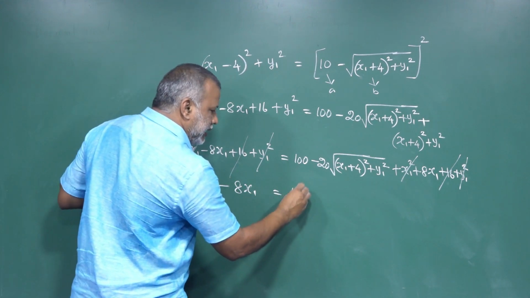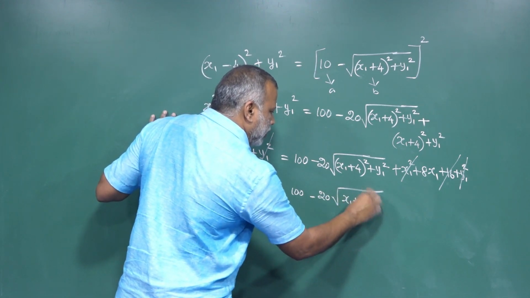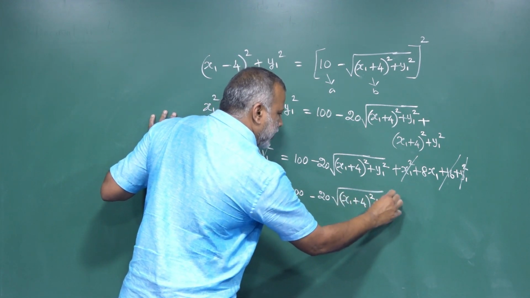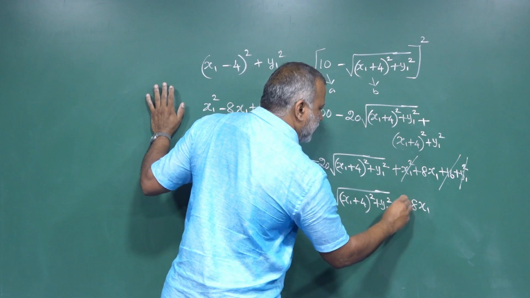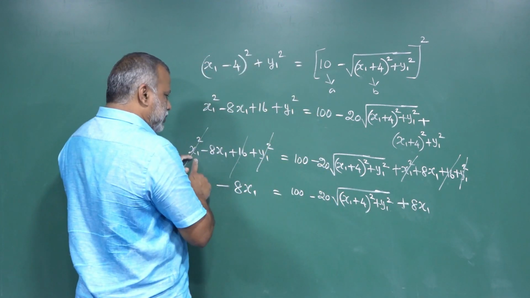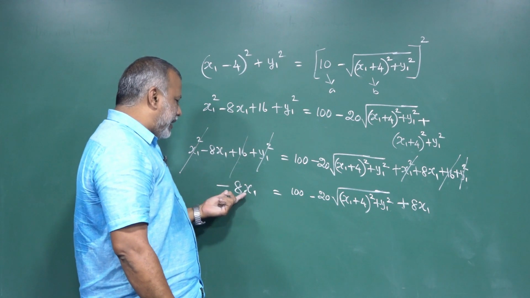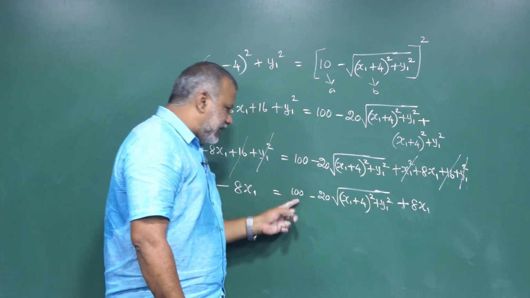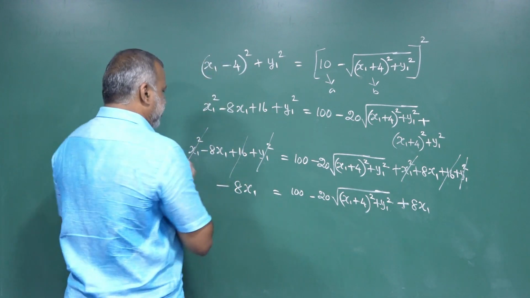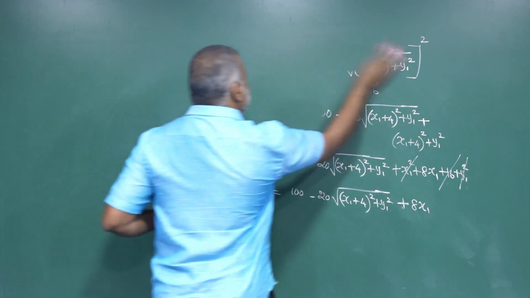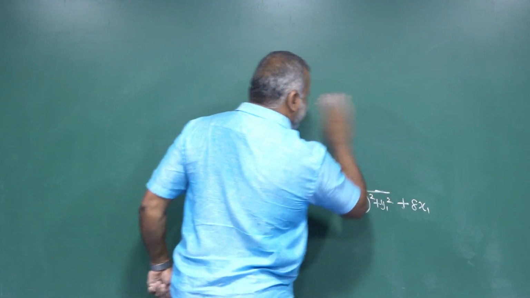In your RHS side, 100 minus 20, then square root of the same one, (x1 + 4) the whole squared plus y1 squared. This root family will not be disturbed. Then here, one more 8x1. So the remaining are cancelled: x1 squared, y1 squared, 16 will be removed. The remaining only one element in your LHS is 8x1 with negative. RHS: 100, here 20, then square root of this family, then 8x1. Now again we are able to simplify this one. Listen carefully once again. We are able to simplify because you have one more root family. So this simplification will take some more explanation. Listen carefully.